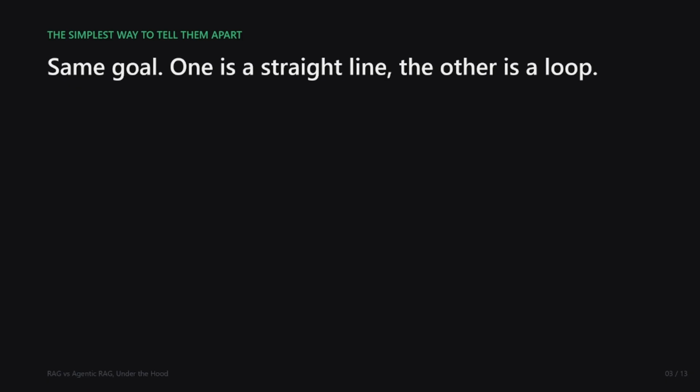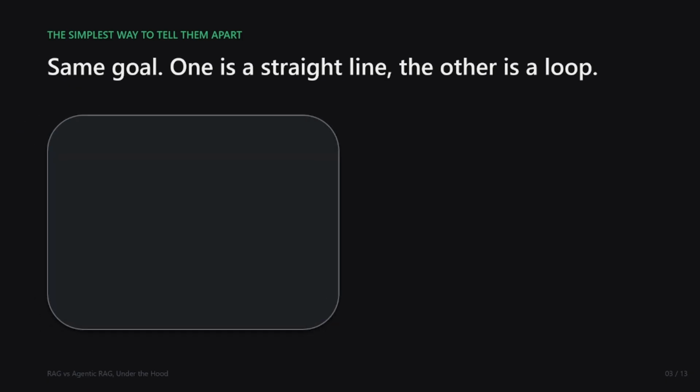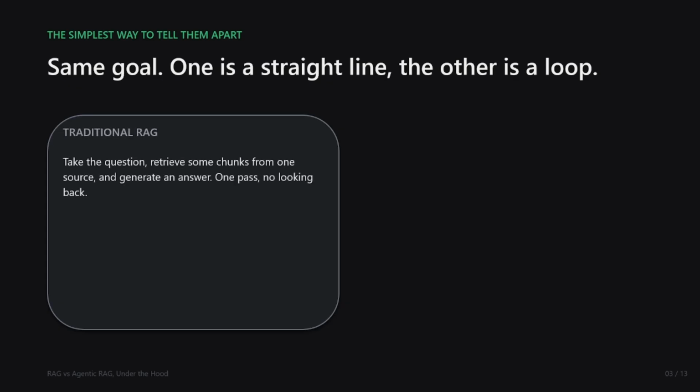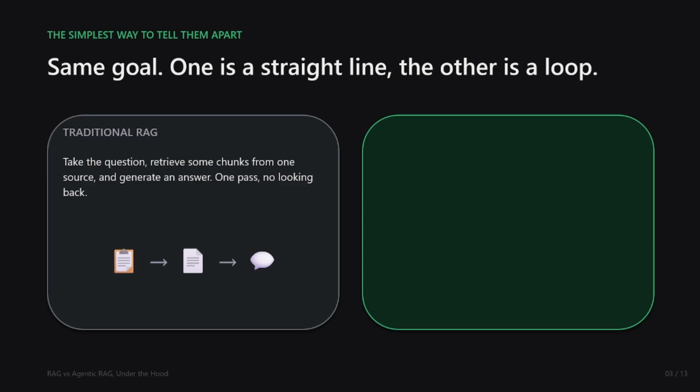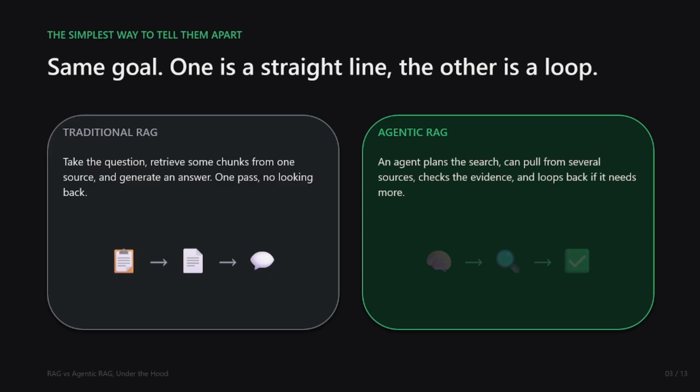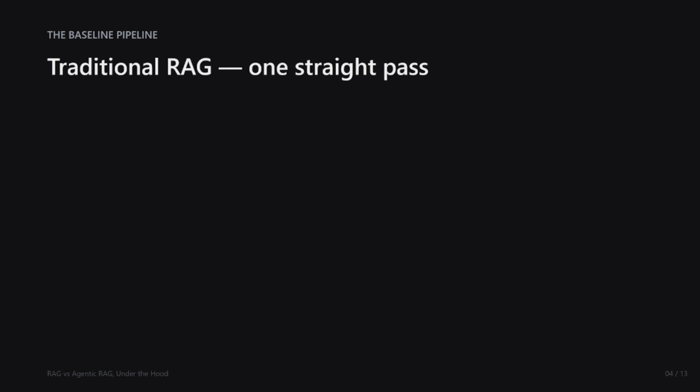The simplest way to understand the difference is this. One is a straight line and the other is a loop. Traditional RAG takes the question, retrieves some information, and generates an answer. It does this in one pass. Agentic RAG has more steps. It can plan the search, use different sources, check the evidence, and then loop back if something is missing. So both are trying to answer the same question, but agentic RAG has a better process for difficult questions.